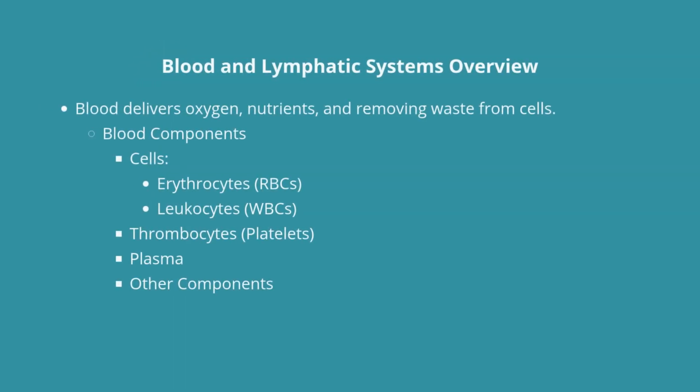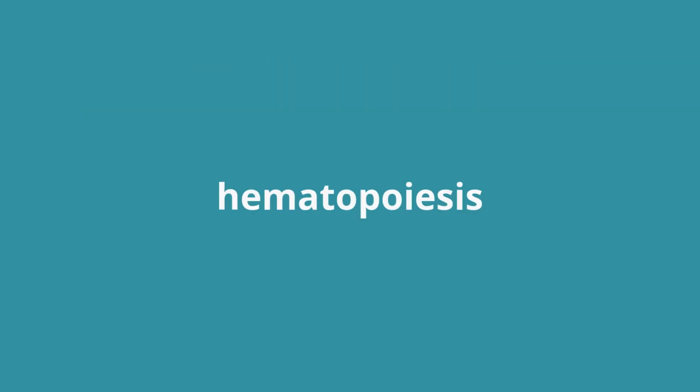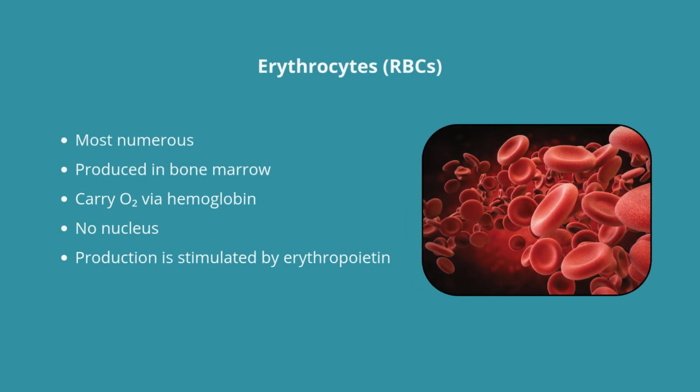Blood is essential to life, delivering oxygen, nutrients, and removing waste from every cell. It contains erythrocytes, leukocytes, thrombocytes, plasma, and other components. These are all produced through a process called hematopoiesis. Erythrocytes are the most numerous, produced in bone marrow, and contain hemoglobin, which carries oxygen. They lack a nucleus, so they can't divide or repair, and their production is stimulated by the hormone erythropoietin.